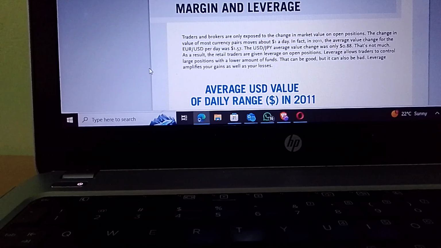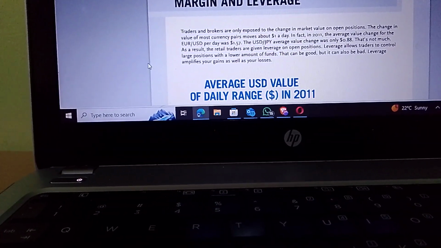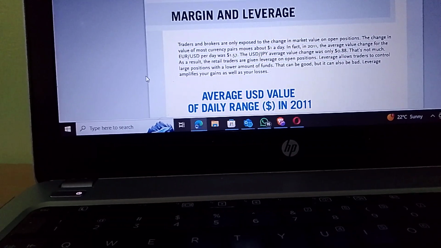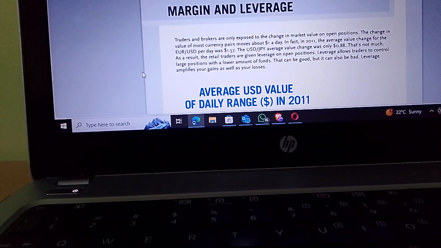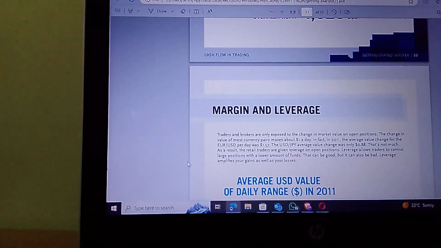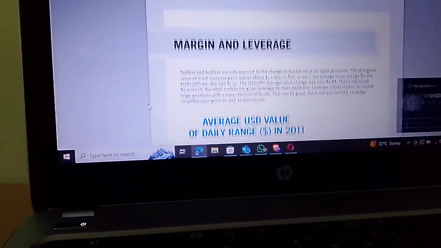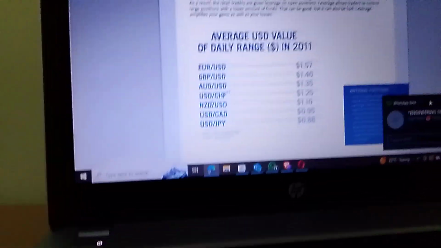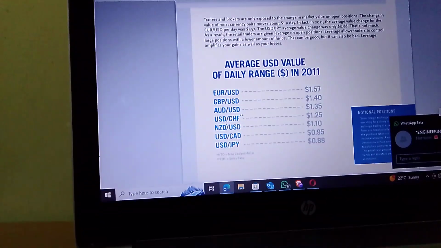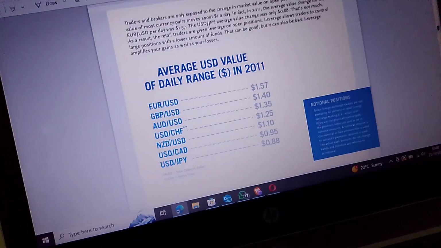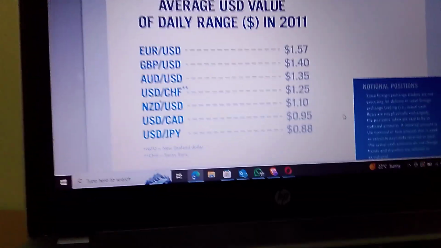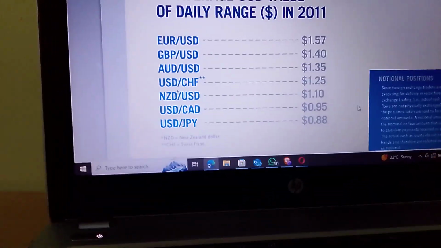So let's go on. They say leverage allows traders to control large positions with a lower amount of funds. That can be good, but can also be bad. Leverage amplifies your gains as well as your losses. So it's like you're being loaned some part of money so that you make big trades, while you can make big losses or big profits because you are trading on leverage. You are leveraged some money.